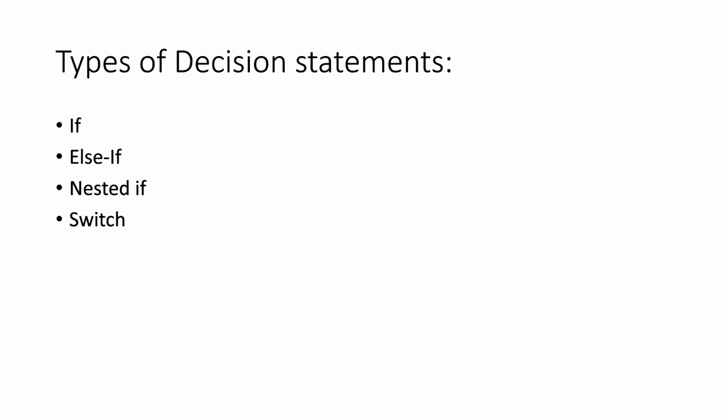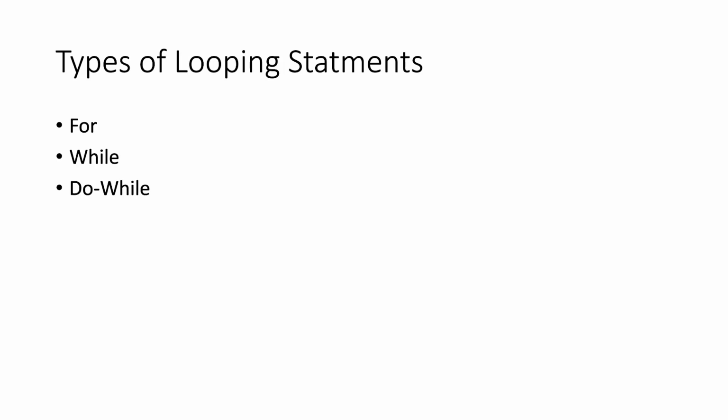So now we're going to look at the types of looping statements. There are three main types of looping statements. The first one is the for loop, the second one is the while loop, and the third one is the do while loop. So let's start with the for loop.